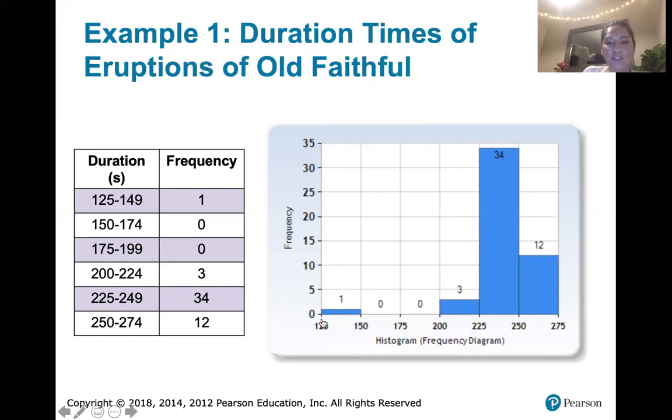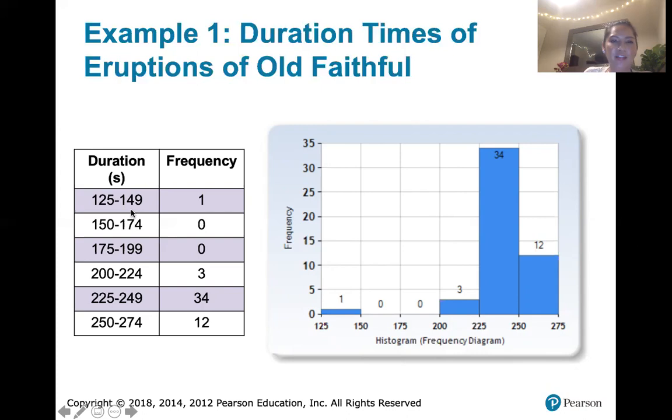Because we've got the lower class limits here, if we subtract consecutive values on these tick marks, so we do 150 minus 125, that's going to give us the class width. So you've got some other information that you can infer from there. Now notice you've got the frequency on what would traditionally be the y-axis, that's our vertical axis. And then you've got the lower class limits of those duration times on the horizontal axis.